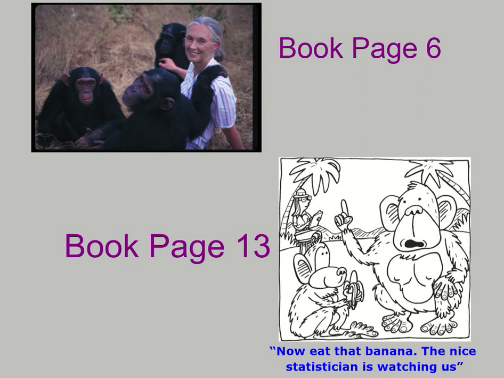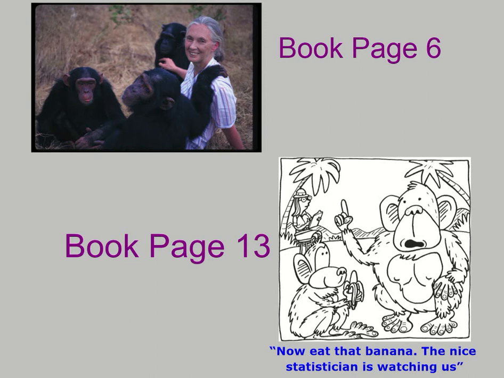So now you've taken the time to read those pages. Page 6 was the observational studies. It's talking about Jane Goodall, and you've probably heard about Jane Goodall before. She's a woman who wanted to study chimpanzees. And so what she did is she actually lived with chimpanzees for a while, and she went and she observed them.